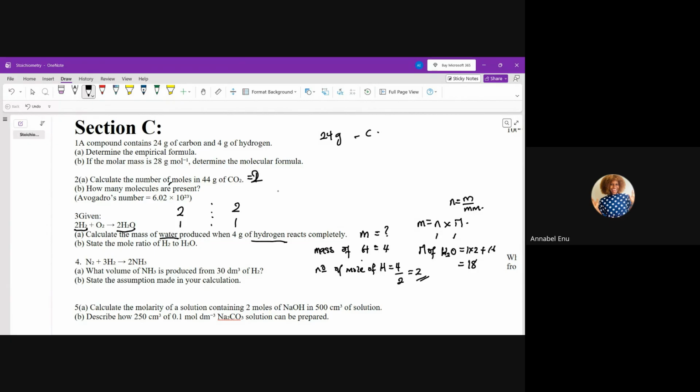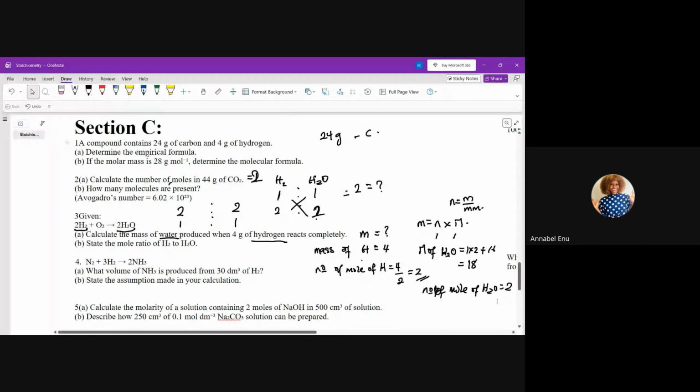So it's more like saying if it is a ratio of 1 to 1, this is hydrogen and this is water, then 2 hydrogen will also give us how many? We can still do cross multiplication here, which will give us 2 equals the unknown. So the unknown is still 2. So that is to say, the number of moles of H2O is also equal to 2.